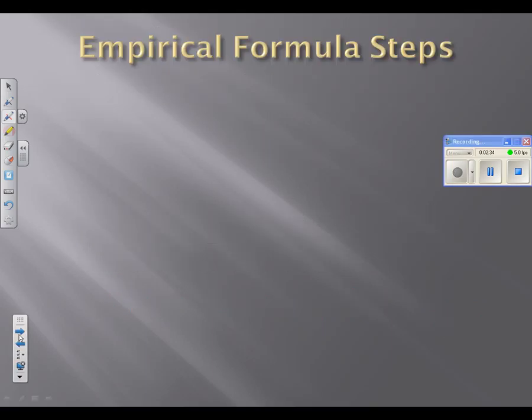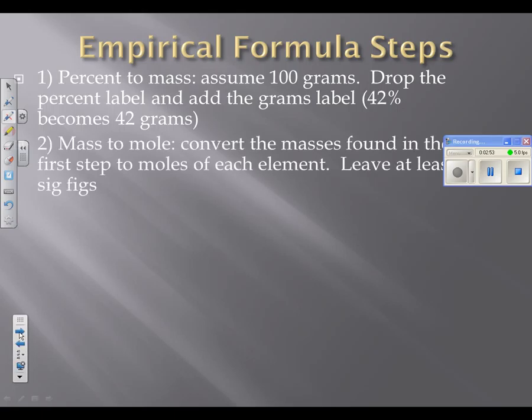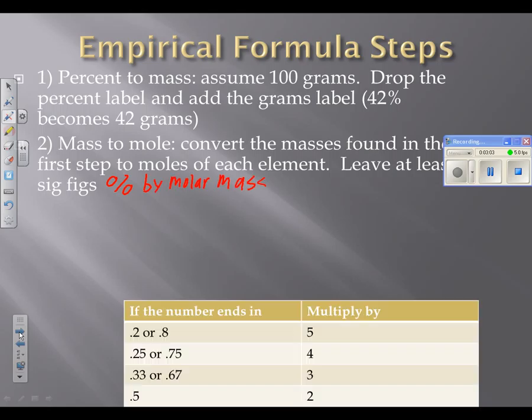Now you have steps for doing empirical formulas. Make sure you know these steps, because you're going to use them a lot, and if you don't know the steps, you're not going to be able to do anything. So the first step, percent to mass, is always assume 100 grams. This part's easy. You just drop the percent label and add the grams label. So 42% becomes 42 grams. That part's easy. Next, convert mass to mole, which basically means divide by molar mass, for each element.